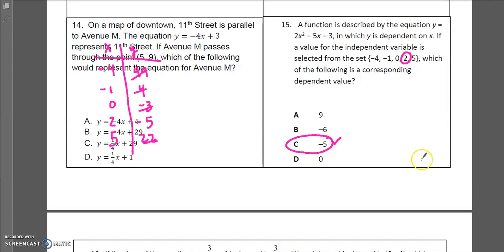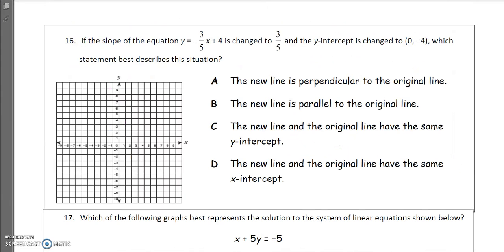And they ended up with negative 5. But this was the answer we were looking for. So number 16 says, if the slope of the equation y equals negative 3/5 x plus 4 is changed to positive 3/5, and the y-intercept is changed to a negative 4, which statement best describes the situation?